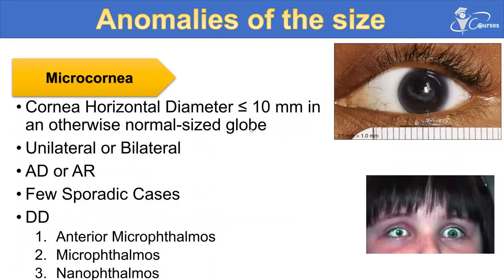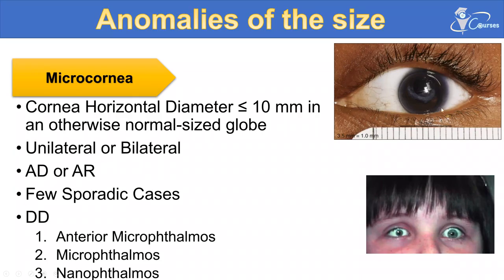For microcornea, on the other hand, the horizontal corneal diameter is equal to or less than 10 millimeters in an otherwise normal sized globe. This is very important to differentiate microcornea from microphthalmos. So microcornea is a small cornea in a normal sized globe, while microphthalmos is when all structures of the eye are small.